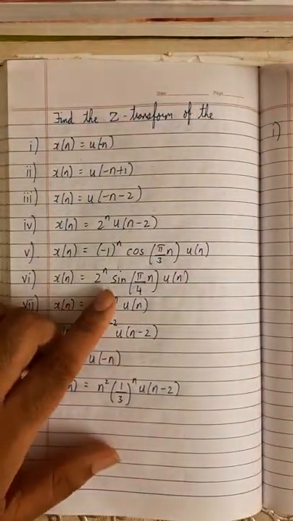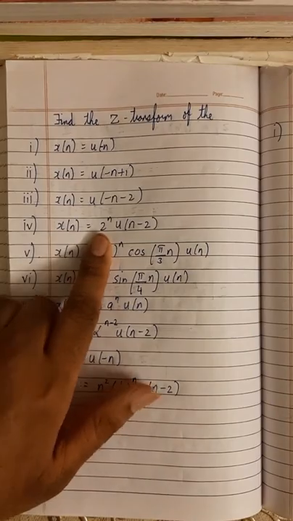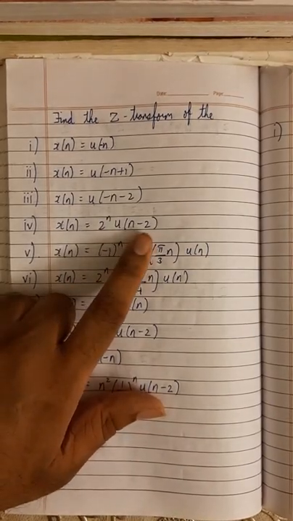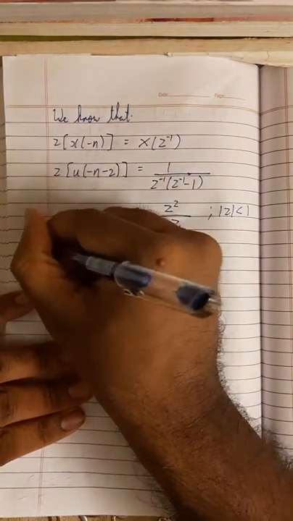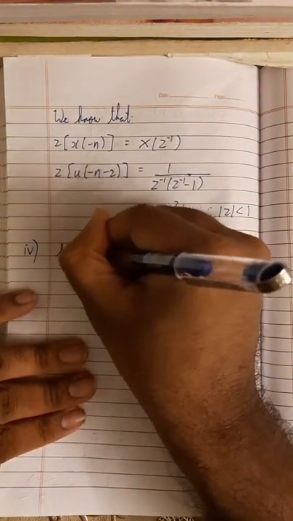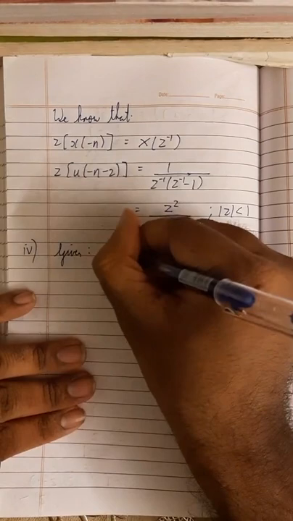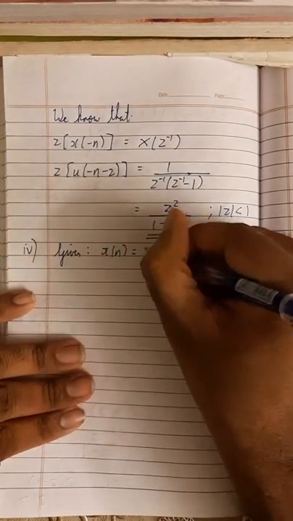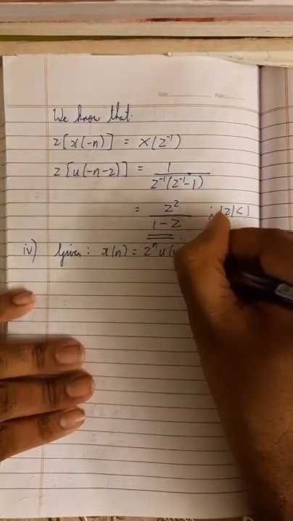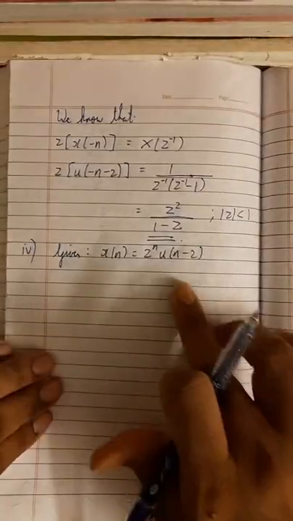Now let's do the fourth question. The fourth question is x of n is equal to 2 raised to n u of n minus 2. Let's do this question. Okay, given x of n is equal to 2 raised to n u of n minus 2, right? u of n minus 2.